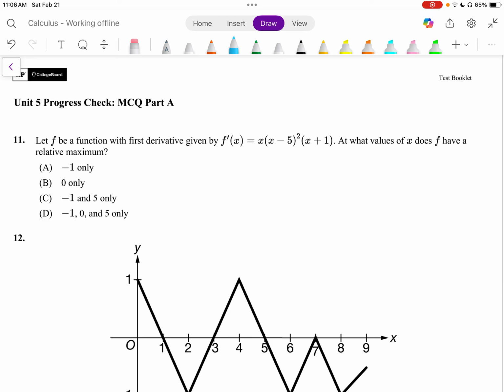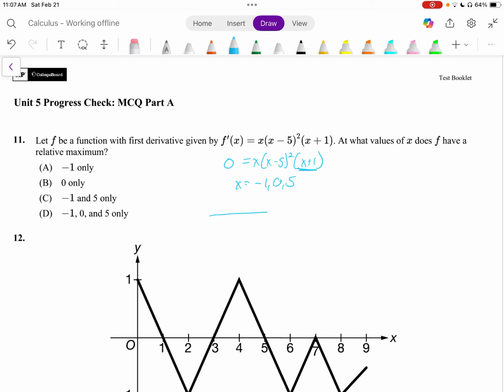Number 11: let f be a function with first derivative given right there. At what values of x does f have a relative maximum? Relative maximums occur at critical points when the derivative is 0 or undefined. Here's the derivative. This will never be undefined, so let's look at what makes it equal 0. It will equal 0 at, let's put this in order, -1 because of this, 0 and 5.